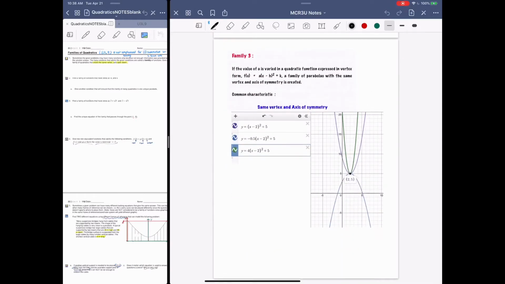Family 3. So family 3 is based on the vertex form. They have the same vertex and therefore the same axis of symmetry, because the axis of symmetry is the x of the vertex. And so this is going to make family number 3.